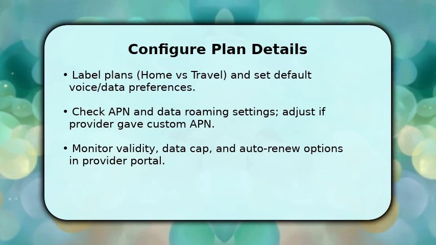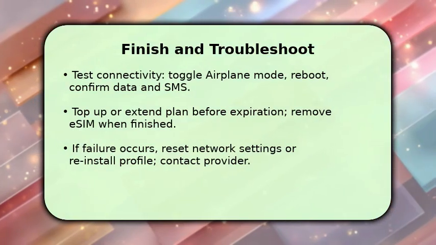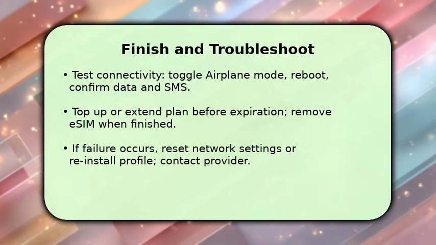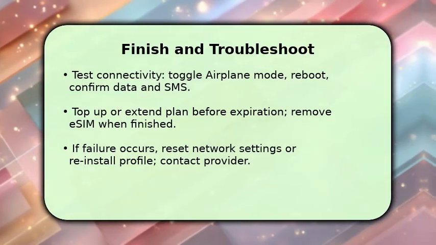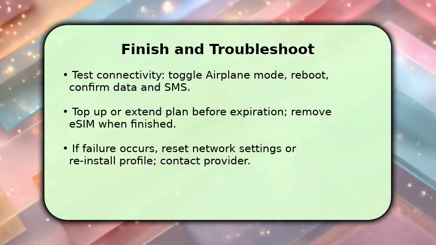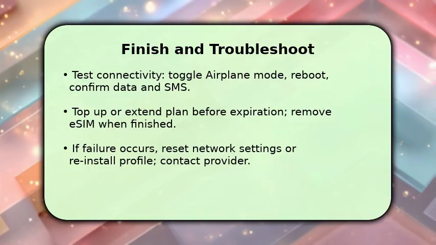Finish by testing the connection, toggle airplane mode or reboot, then confirm mobile data, SMS, and calls work. Make sure the travel plan is selected for data while keeping your home line for two-factor texts if needed. If you're done, remove the eSIM profile to avoid charges.